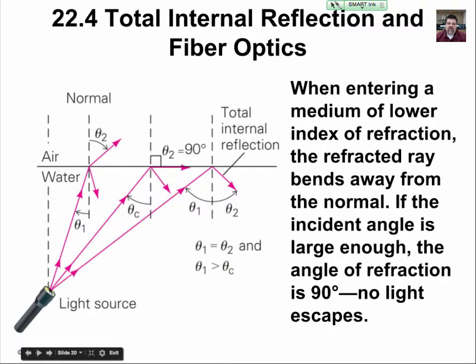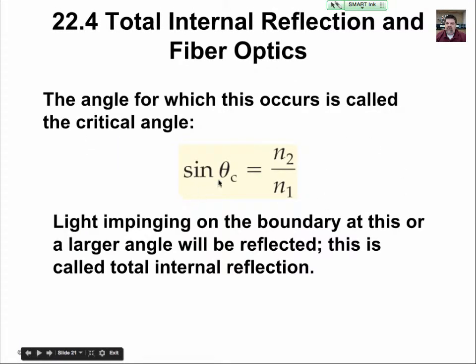If I shine the light at a small enough angle to the normal, it just gets refracted and some of it gets reflected. If I go to a wider angle of incidence, then some of it gets reflected and some of it just stays along the boundary because of the angle of refraction. If I get the right angle, I get a total internal reflection. And the way that I would calculate that critical angle is this here.